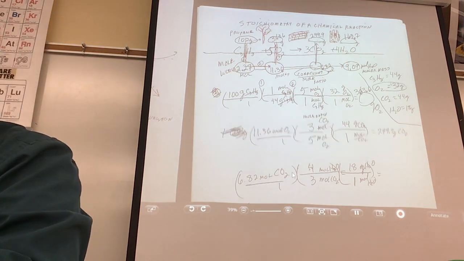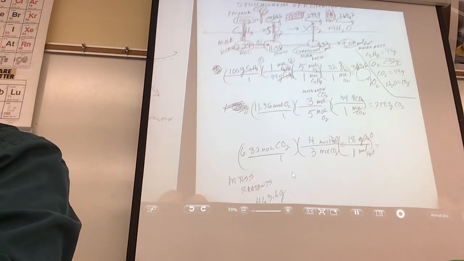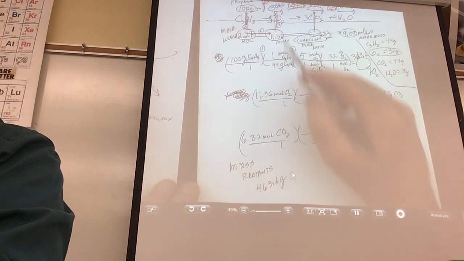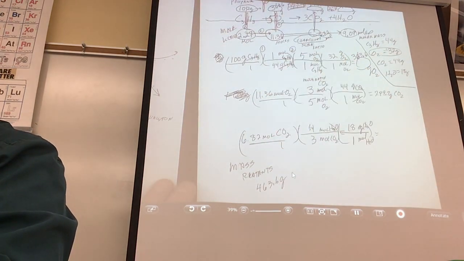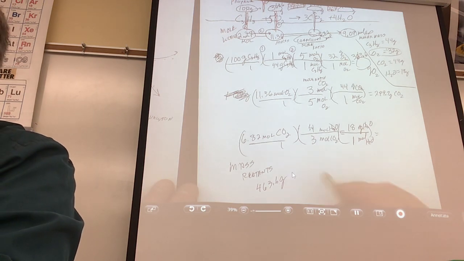Okay, all right, so is that right? Is that the total mass of the reactants? Wasn't it 363.6 plus 100? Okay, so now tell me the mass of the products.